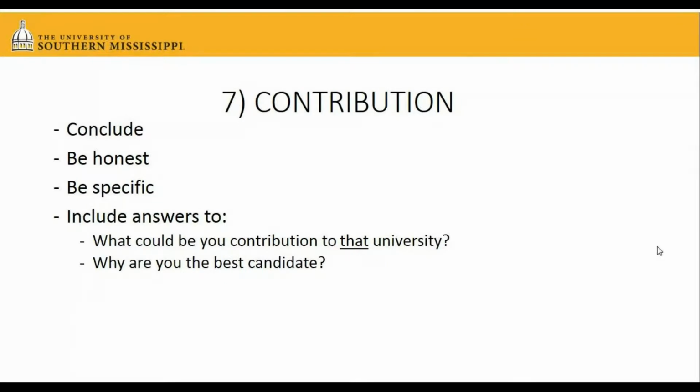Then at the end of your essay, they will probably be expecting you to talk about your contribution to this institution, okay? So at the end, you will have to conclude and again, be honest and specific and try to add answers to these questions. What could be your contribution to that specific university? Again, we kind of go around the first, like the introduction, your experiences and all that, and how can they make you the best. So again, how can those contributions, like your experiences and all that, help the university?